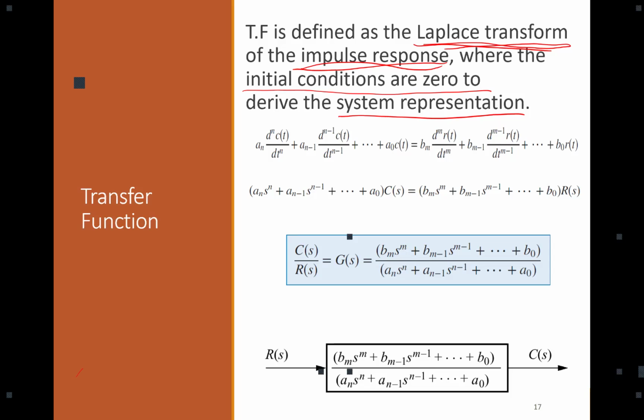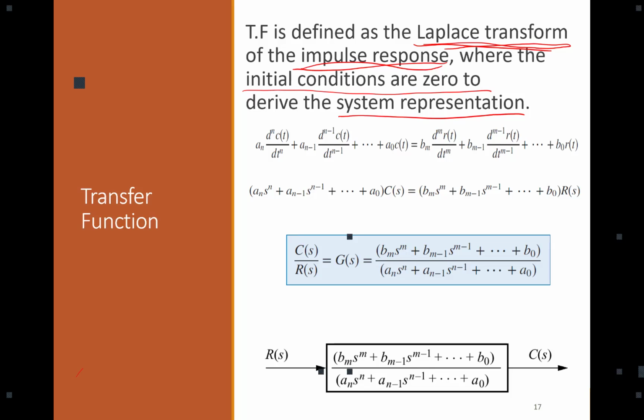Now, what does that mean? That means when we want to model the system, we are going to consider that all the initial values, like f at time zero, or the derivative of f at time zero, or the second derivative or nth derivative of f at zero, all of them are zero. So this is the first condition and assumption that we are going to take when we want to define the transfer function.